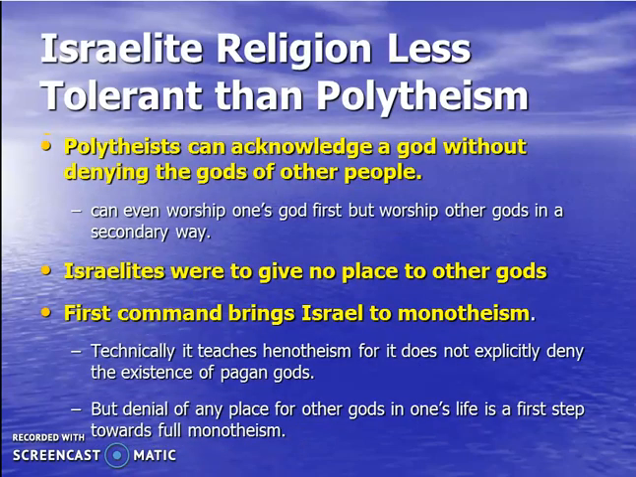Now, Israelite religion was not particularly tolerant. Polytheists can acknowledge a God without denying the gods of other peoples. But Israel was to give no place to other gods. And this first command brings Israel to the point of monotheism. Technically, it doesn't deny that other gods might exist, but for Israel, they were not to worship them whether or not they existed. This is called henotheism, that idea.